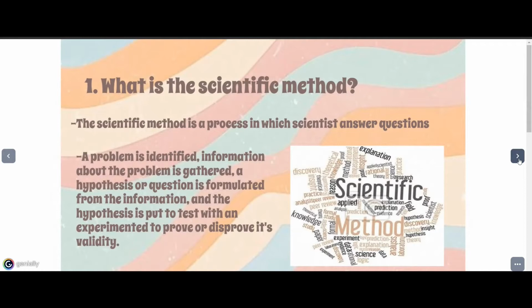Number 1. What is the scientific method? The scientific method is a process in which scientists answer questions. A problem is identified, information about the problem is gathered, a hypothesis or question is formulated from the information, and the hypothesis is put to test with an experiment to prove or disprove its validity.